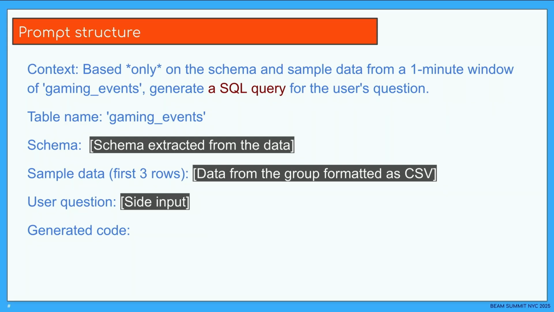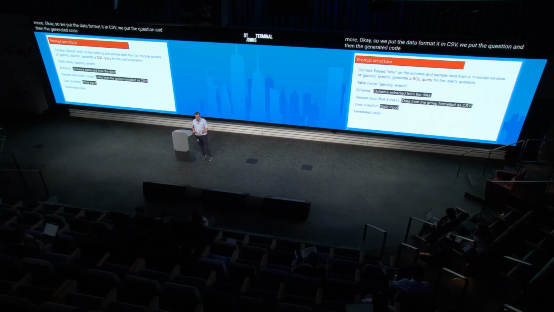And then we put here all the context, the schema. From the window of data that we have, we extract the schema, doing some introspection on the data. We put some data into the prompt also. Here, three rows. It could be more because probably the model supports more. We put the data formatted in CSV. We put the question, and then the generated code. And the output of this is going to be code that we need to execute.